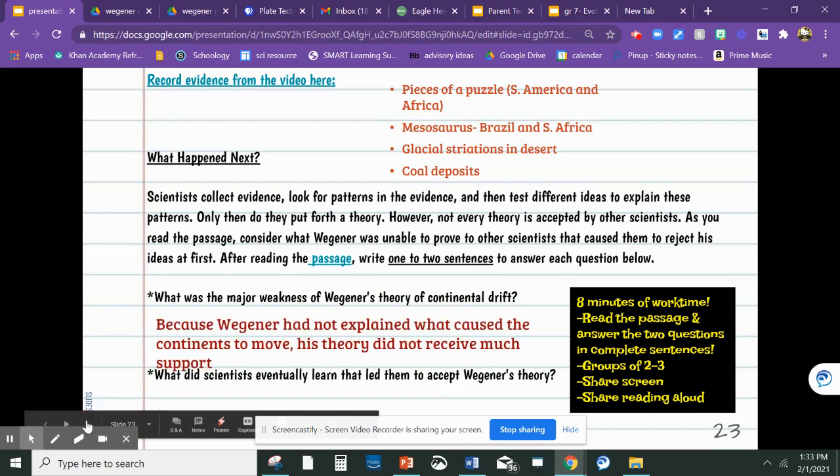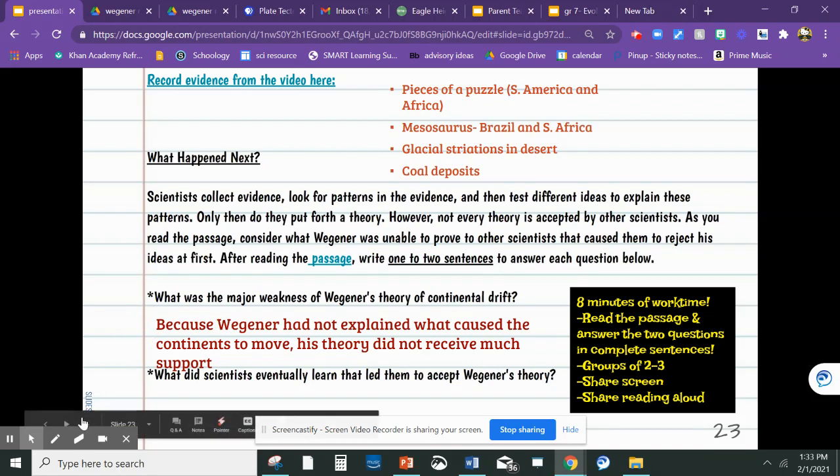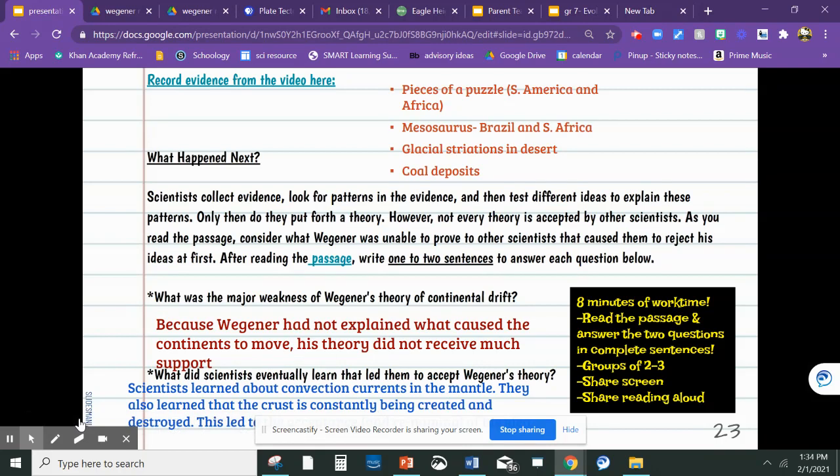Welcome back. You should have read the passage. And the major weakness is he couldn't explain what caused the continents to move. What scientists did find out is they found out about convection currents in the mantle. Convection currents in the mantle is what causes the plates, or the upper part of the earth, to move.